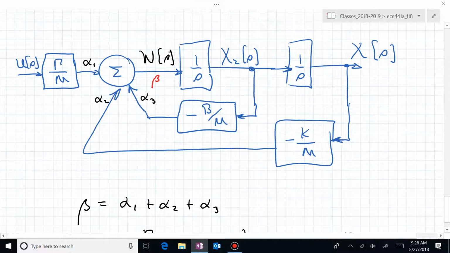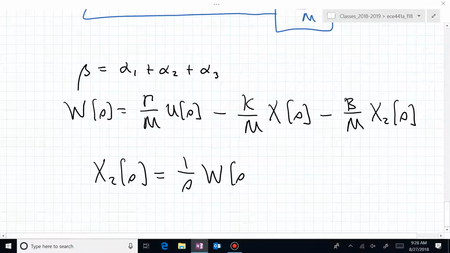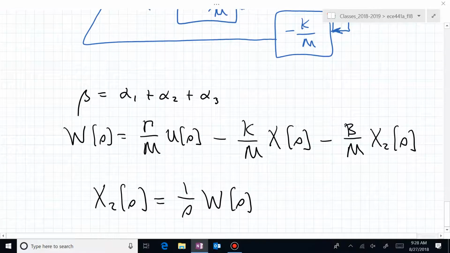In the time domain, X sub 2 is just the integral of W, isn't it? So now we know that X sub 2 of S is 1 over S W of S. And you're going, yeah, but that doesn't do me any good. I wanted X's, not X sub 2 and W. Now I'm just throwing the same thing back and forth.